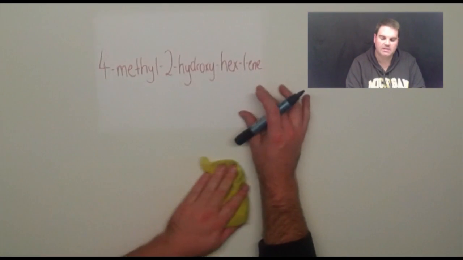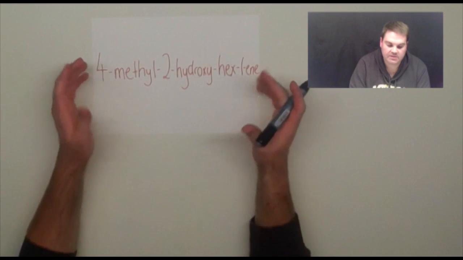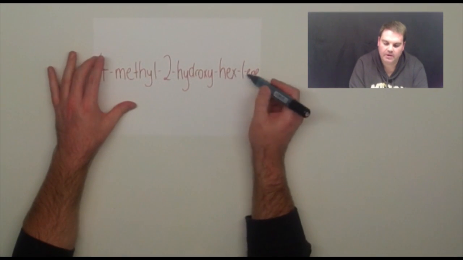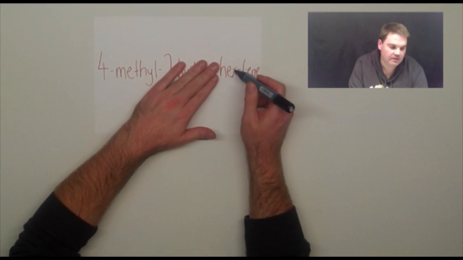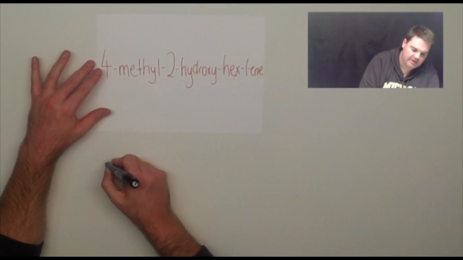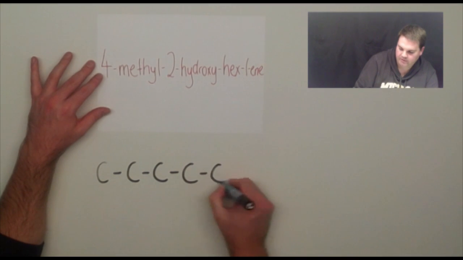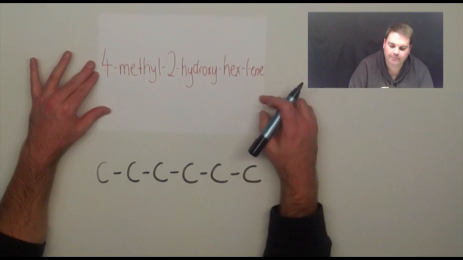4-methyl, 2-hydroxy, hex-1-ene. So you go through the same process. Hex means 6 again. I just happen to have chosen 6 for both of them. Sorry about that, but it doesn't really matter. So hex is 6 of them: 1, 2, 3, 4, 5, 6, just like that.